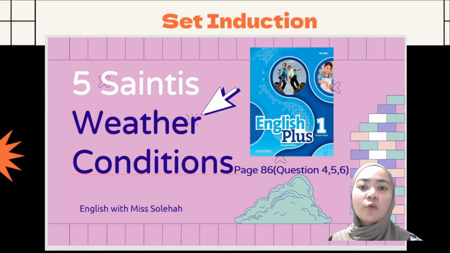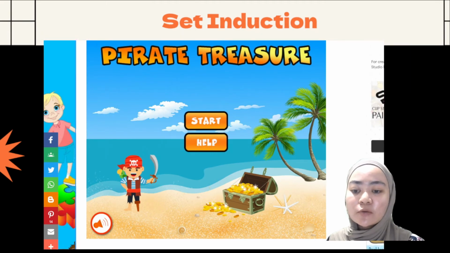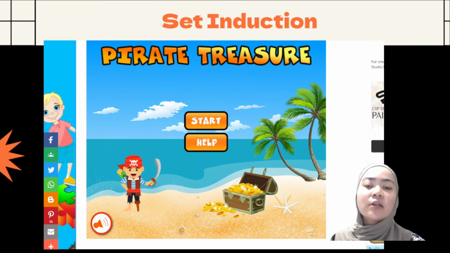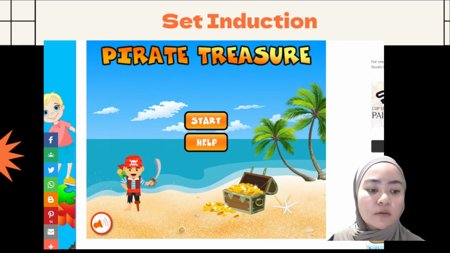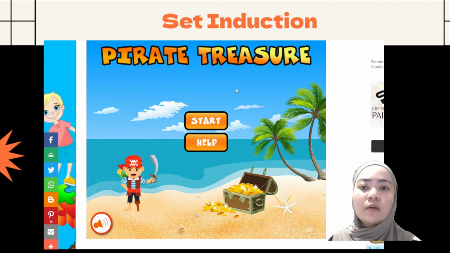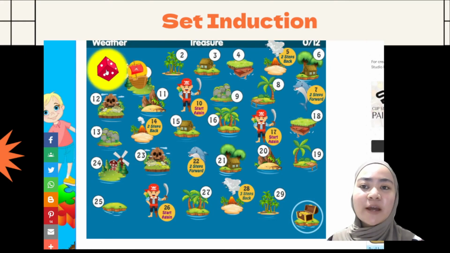Today we are going to learn about weather conditions using your English Plus One book, page 86. To start our class, I am going to play a game with you all. What you have to do is answer the question in the game. All right, start the game. I'm going to roll the dice.